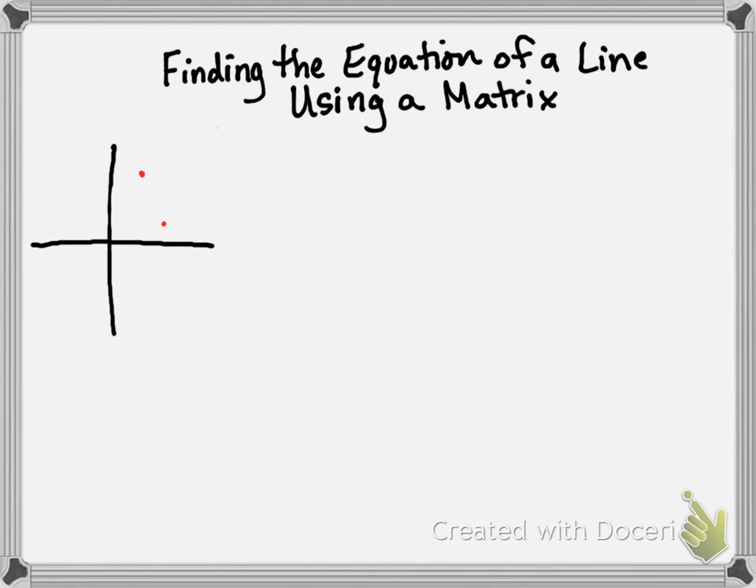Hi everybody. Today we're going to be using what we learned about determinants of a matrix in order to find the equation of a line. One thing that we haven't talked about was what a determinant actually represents graphically. So I just want to take a minute and talk about that.